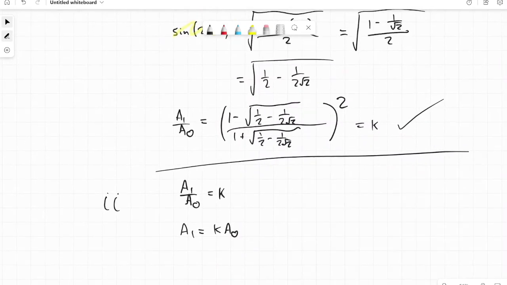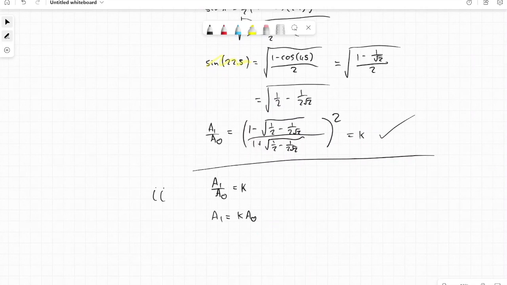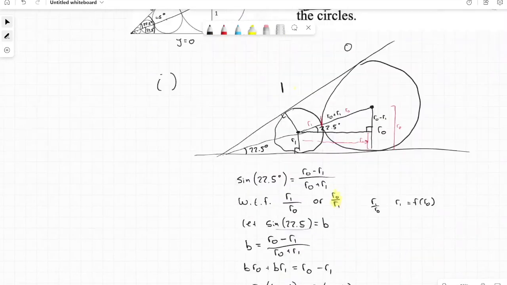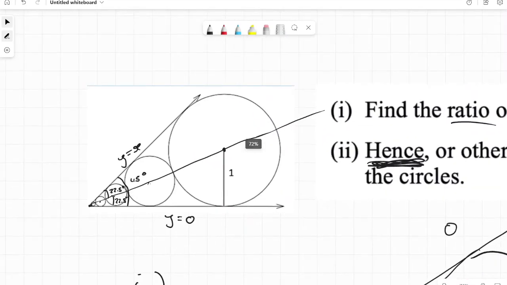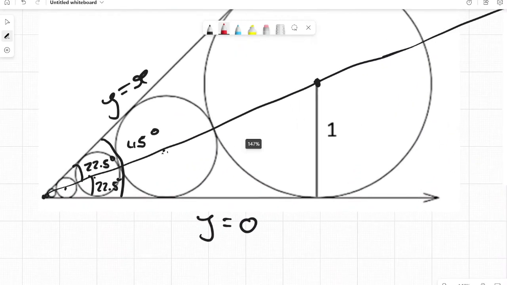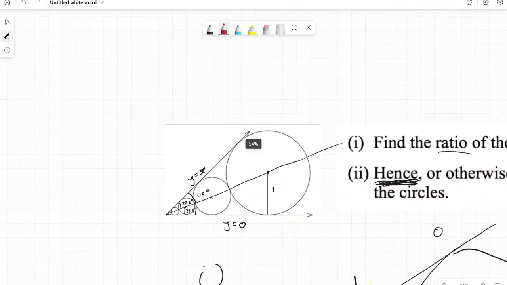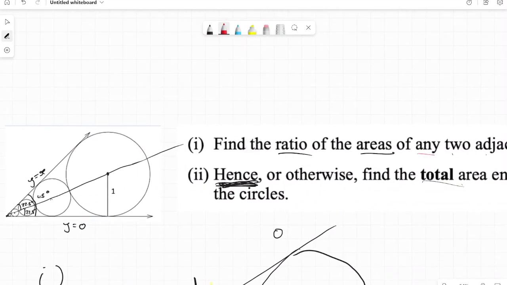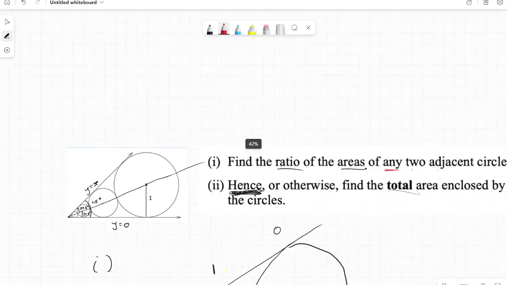The interesting thing is we haven't actually said what a1 and a0 are. When we started, we said this circle was 0 and this was 1. But we could just as easily have said this is 0 and this is 1. Could have even said this tiny little one is 0 and this is 1. So that's this whole ratio of any two adjacent things. They all have the same ratio.